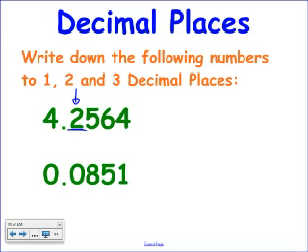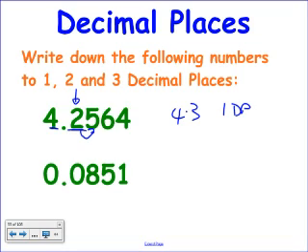What decides whether I stick or twist? The next one along. It's a 5, so what do I do? Round up, so it becomes 4.3. Don't forget the whole number as well. It hasn't changed, but you've got to put it in. So it becomes 4.3 to 1 decimal place.